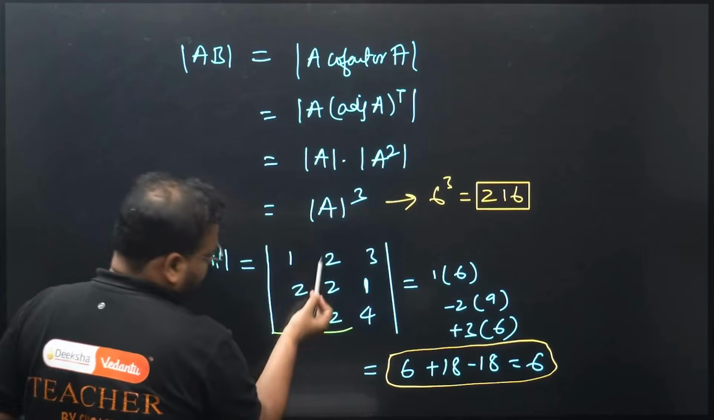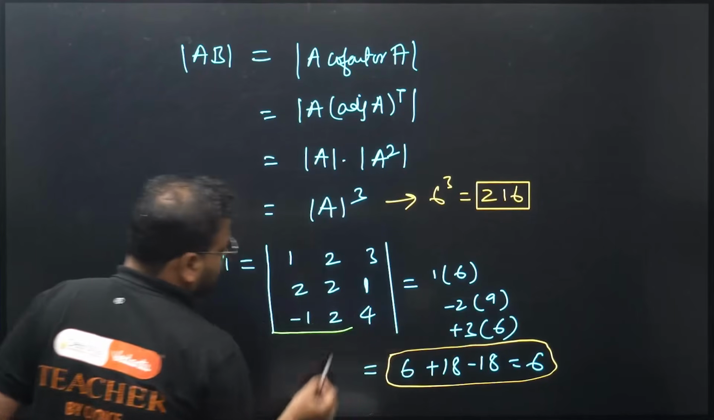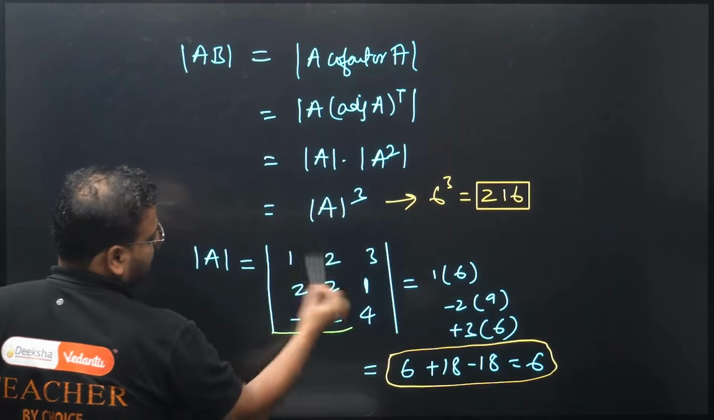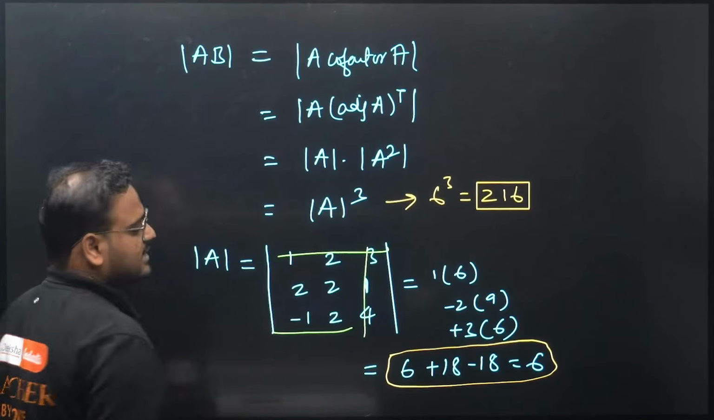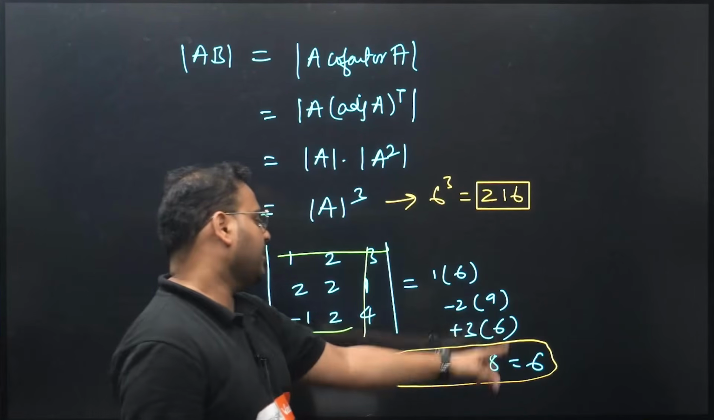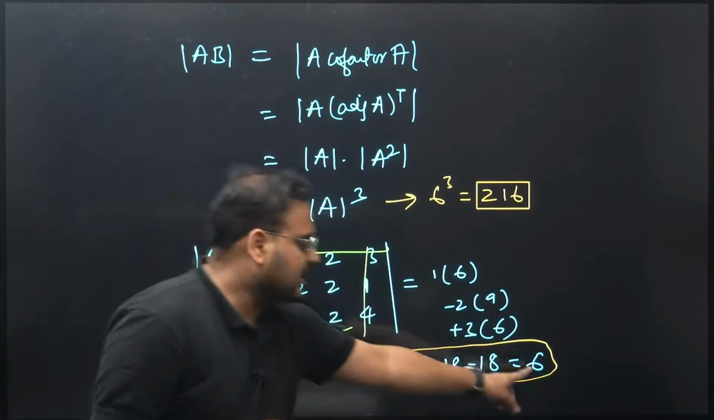Across minus 2 you'll have what? 8 plus 1, which is 9. Across 3 you'll have what? This will be removed, right? So you'll have 4 plus 6. 4 plus 2 is 6. Okay, 3 into 6. You get the answer as 6. That is my determinant of A.